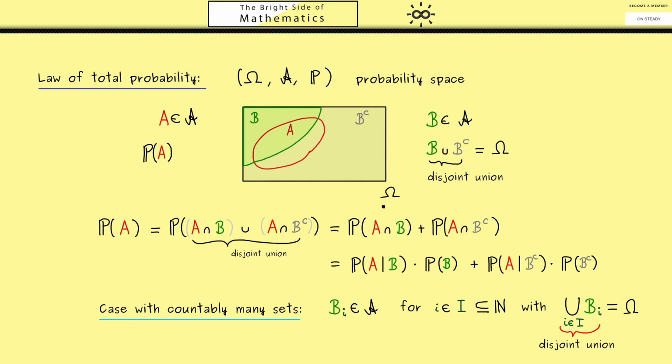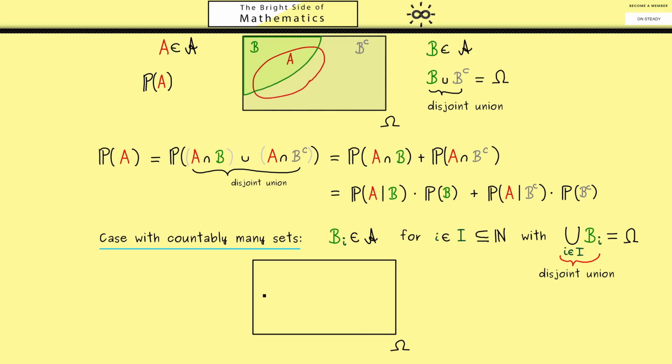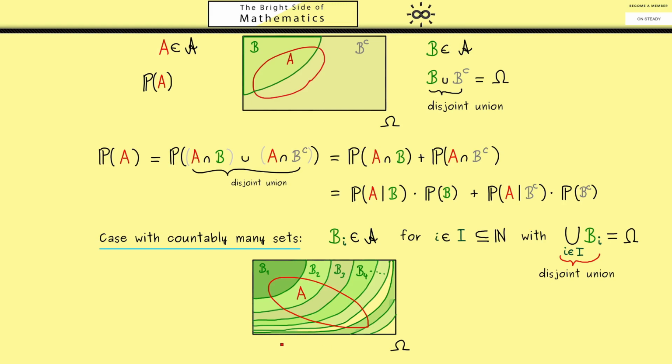Now let's also visualize this in a picture. There's our sample space omega again, and now we don't just find one set B but a lot of them. For example, such a decomposition of omega could look like this. And here please don't forget, it's possible that we have infinitely many sets B_i, therefore in this picture they would get thinner and thinner when we go in this direction, for example. Of course there are a lot of possibilities to visualize this.